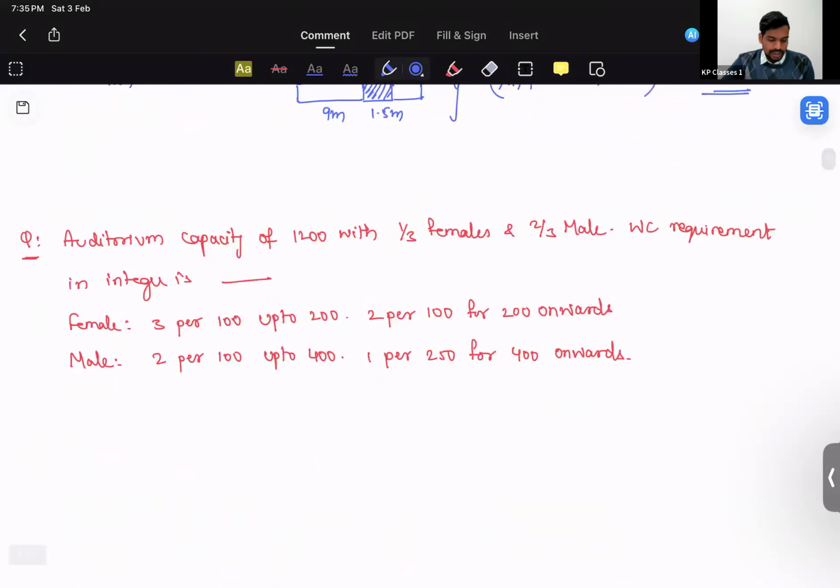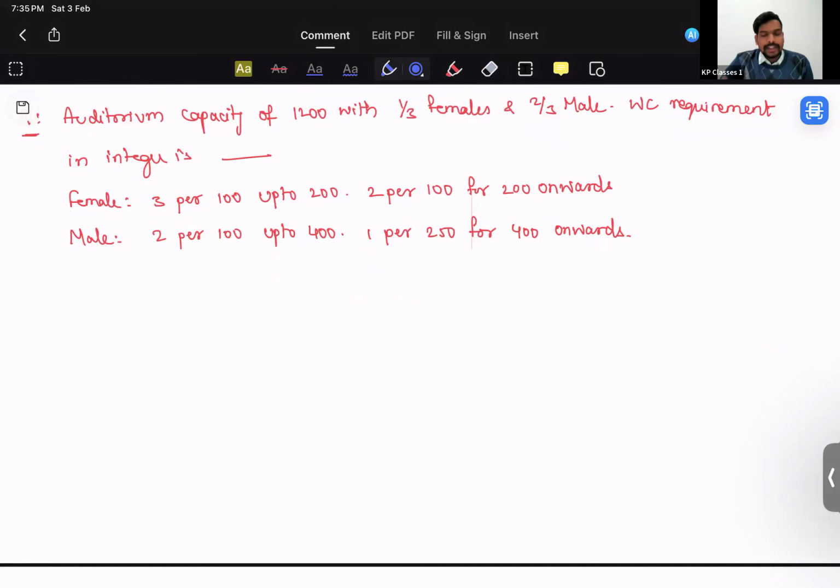The next one, the auditorium. This again is a question from the common part, most probably a numerical. An auditorium with a capacity of 1200 people, with one third females and two-third male, is to be considered, and there's a requirement. What is the total WC (water closet) requirement they're asking? It is given that for the female washroom, the requirement is 3 for every 100.